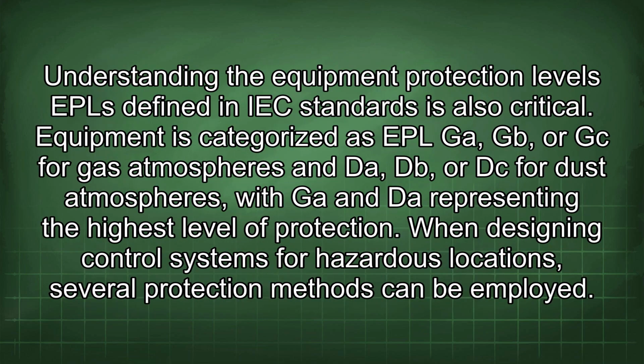Understanding the equipment protection levels, EPL, defined in IEC standards is also critical. Equipment is categorized as EPL Ga, Gb, or Gc for gas atmospheres and Da, Db, or Dc for dust atmospheres, with "a" representing the highest level of protection. When designing control systems for hazardous locations, several protection methods can be employed.